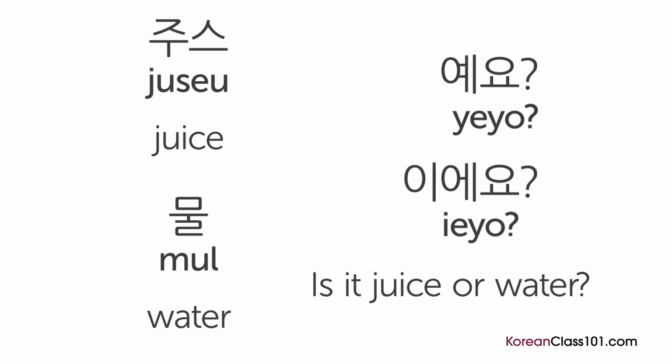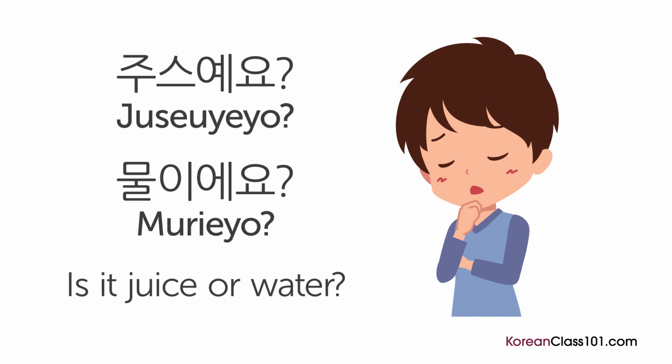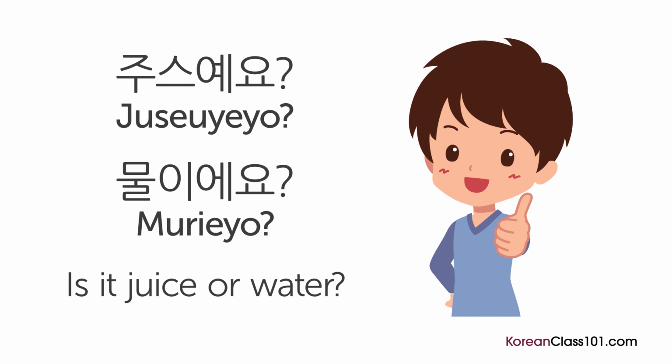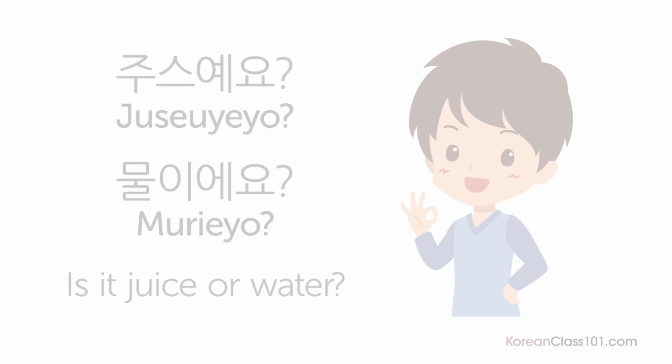You have to ask two questions, one ending in 예요 and the other in 이에요. Do you know the answer? The answer is 주스예요, 물이에요? Remember, even if you make a mistake, you'll still be able to get your point across. However, knowing the difference is a great way to improve how natural you sound in Korean.